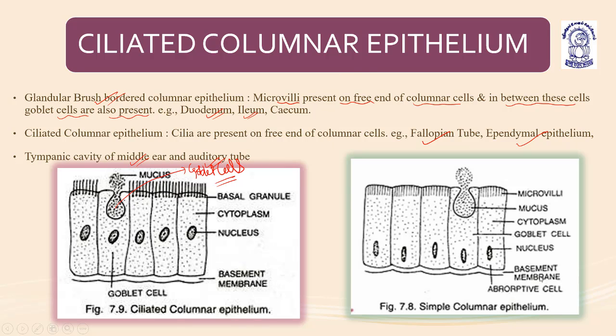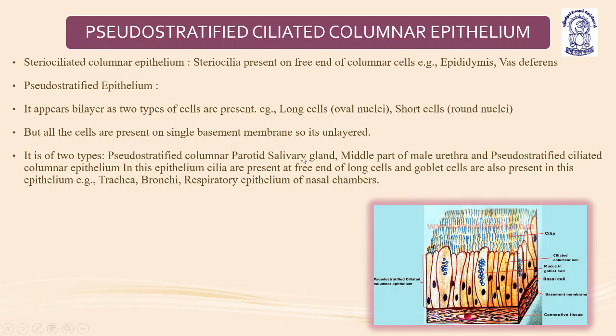Now coming to next, you can see the picture very well. Pseudo-stratified ciliated columnar epithelium. Before starting that, there is one more modification of the columnar epithelium, the stereociliated columnar epithelium. Vas deferens and epididymis are the only two places in the body which have stereocilia, false cilia. Stereocilia are present on the free end of the columnar cells.